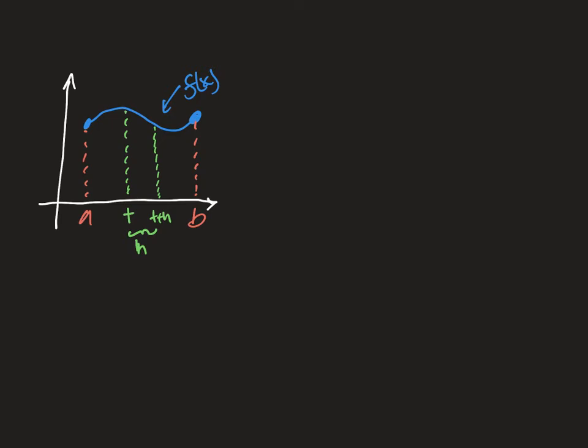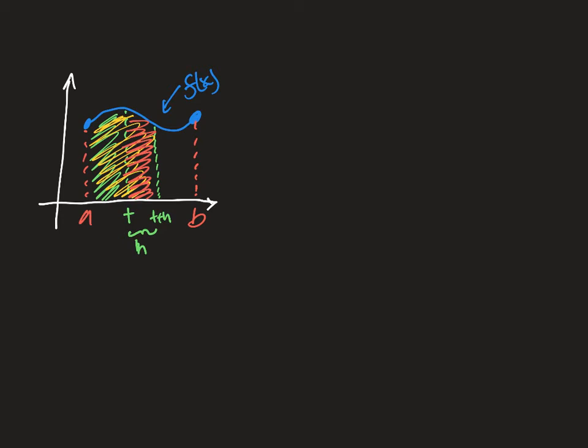Okay, so let me use two different colors here. The area from a to t, I'm going to make green. That's this guy. And the area from a to t plus h is yellow. It's all this. And truthfully, what I'm really interested in is the area right here from t to t plus h. So let's see if we can figure that thing out.